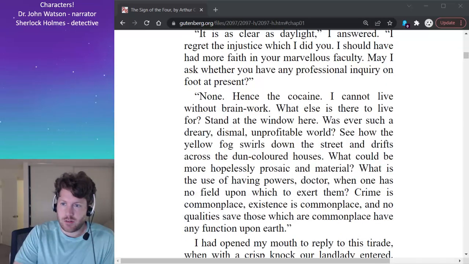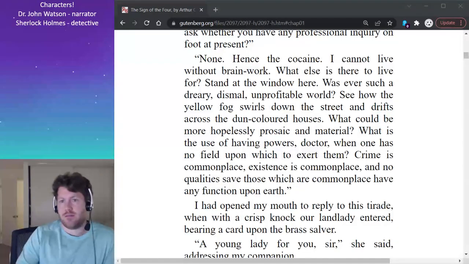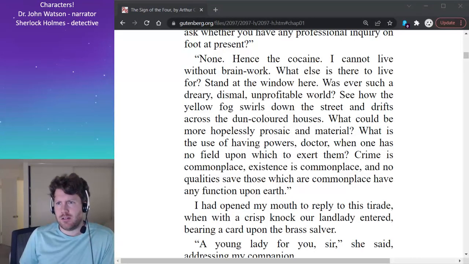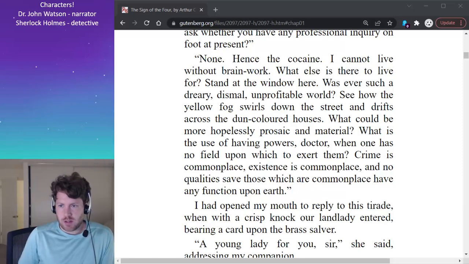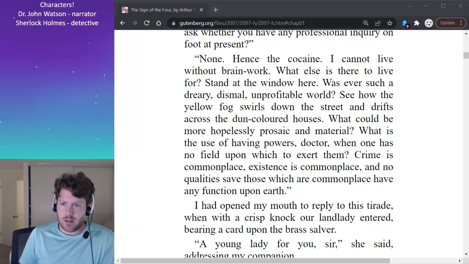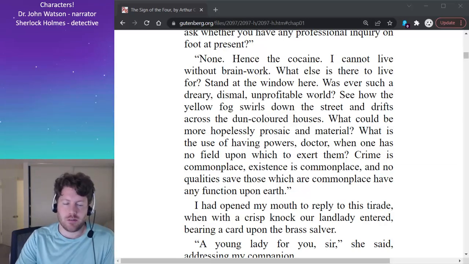May I ask whether you have any professional inquiry on foot at present? On foot at present? None, hence the cocaine. I cannot live without brain work. What else is there to live for? Stand at the window here. Was ever such a dreary, dismal, unprofitable world? See how the yellow fog swirls down the streets and drifts across the dun-colored houses. What could be more hopelessly prosaic and material? What is the use of having powers, doctor, when one has no field upon which to exert them? Crime is commonplace. Existence is commonplace, and no qualities save those which are commonplace have any function upon earth.